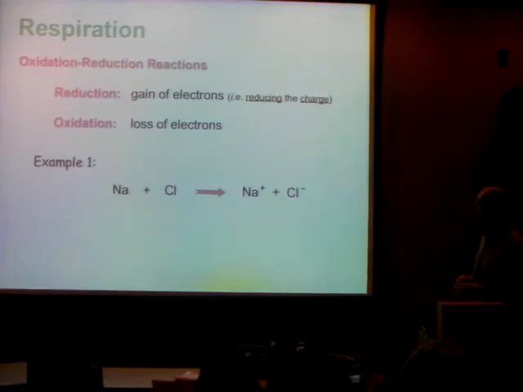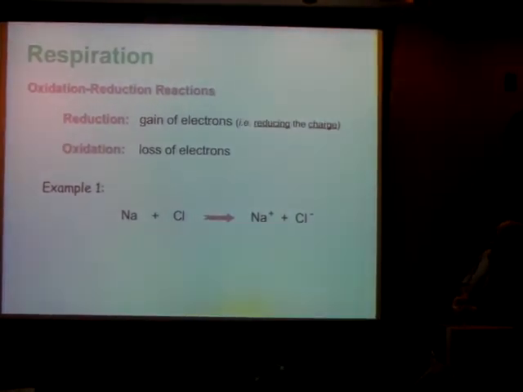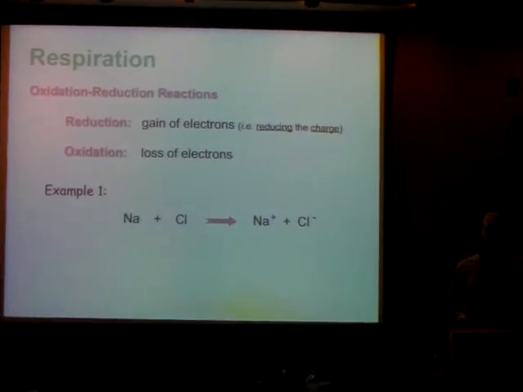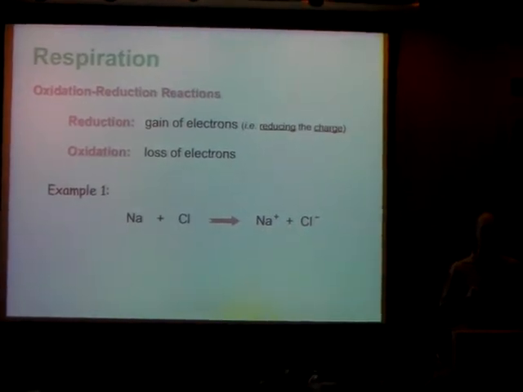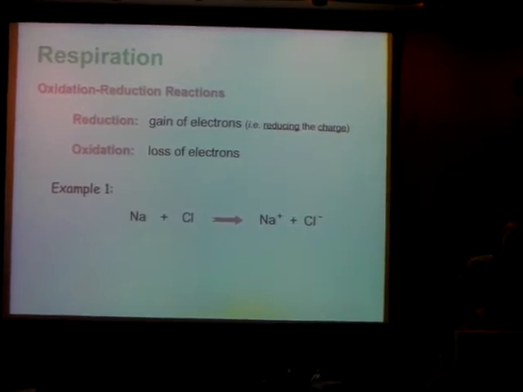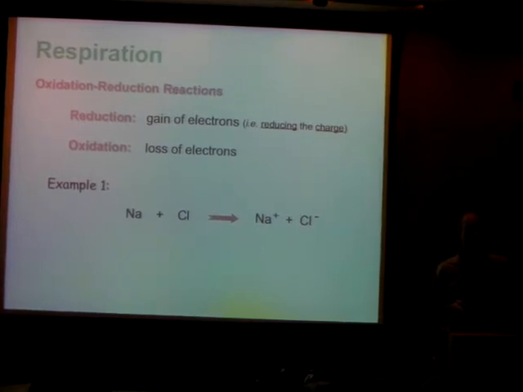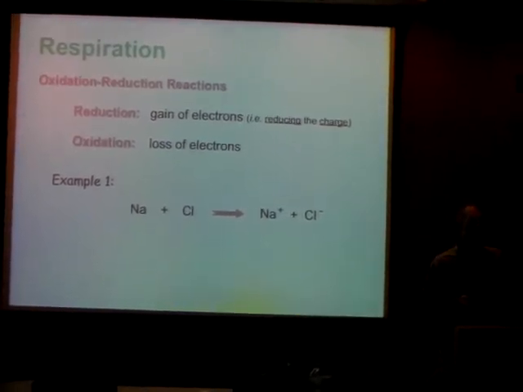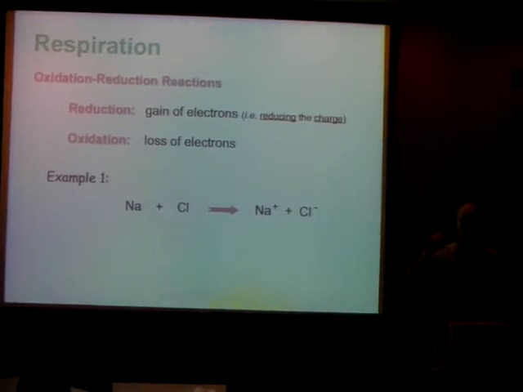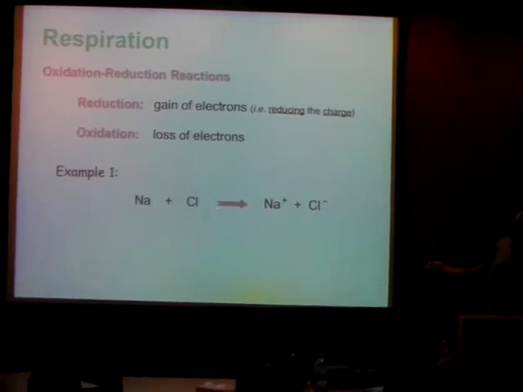So in this example, what is being reduced and what is being oxidized? Here we have sodium, and the valence in the outermost shell of sodium is what? Sodium is getting oxidized, and that's because what? It's lost an electron. So that one electron in the outer valence shell tends to be lost.